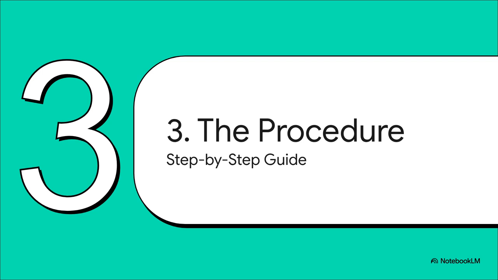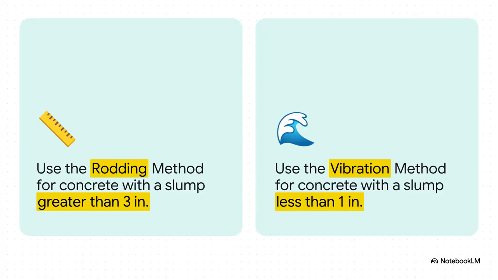Now it's time to walk through the procedure. Step by step, exactly how you'll need to do it to pass. Remember, the examiner is watching every single move you make. So the very first decision you have to make comes down to the slump of your concrete. This is a key decision point. It's pretty simple. If the slump is over 3 inches, you must use the rodding method. If it's under 1 inch, that really stiff stuff, you must vibrate. Now, for that gray area in between 1 and 3 inches, you get to choose. You can use either method.